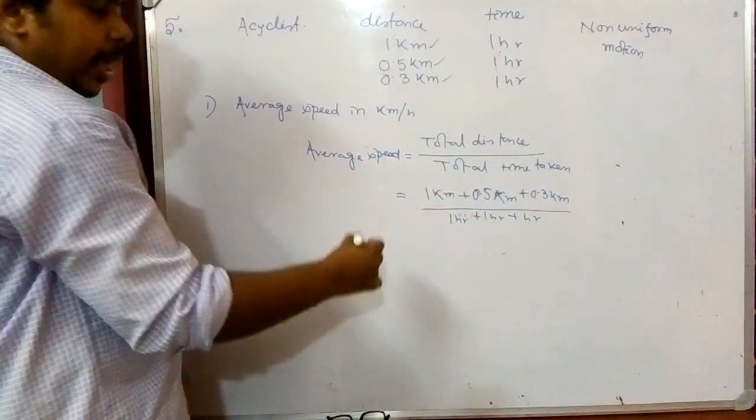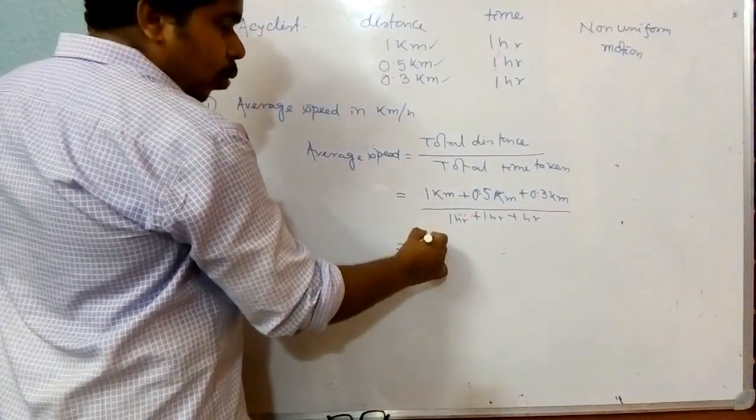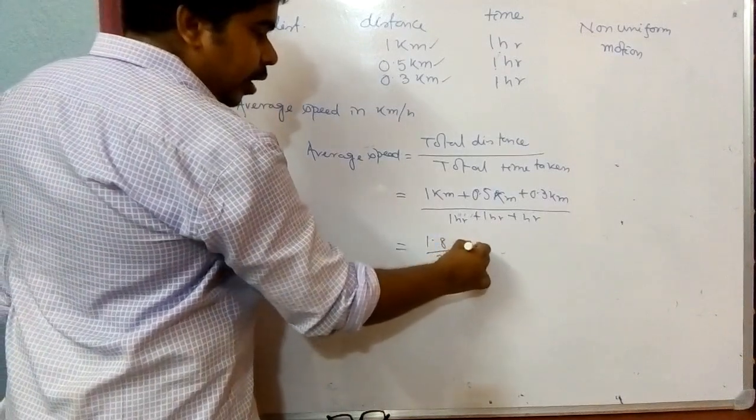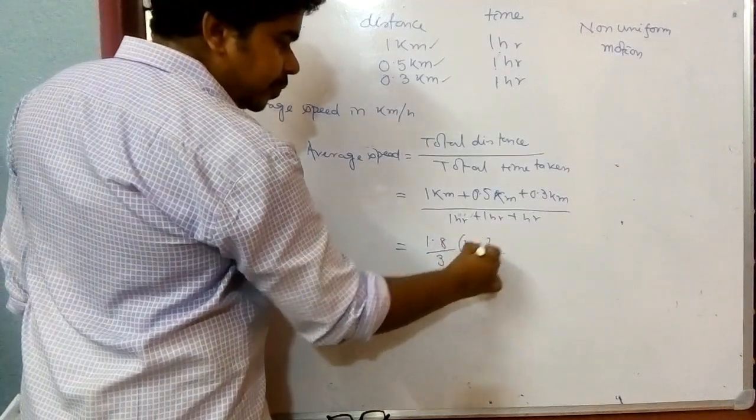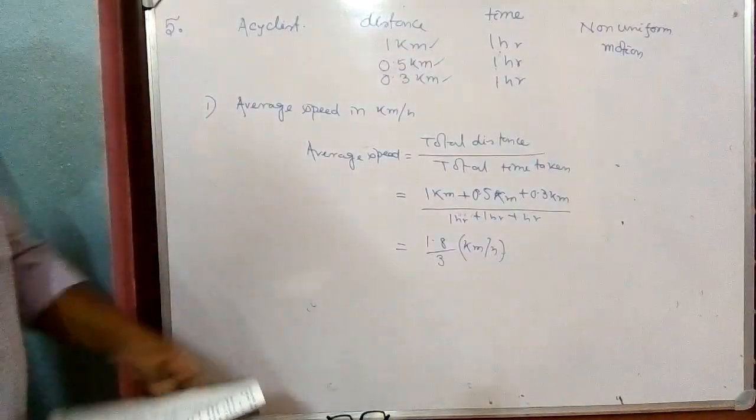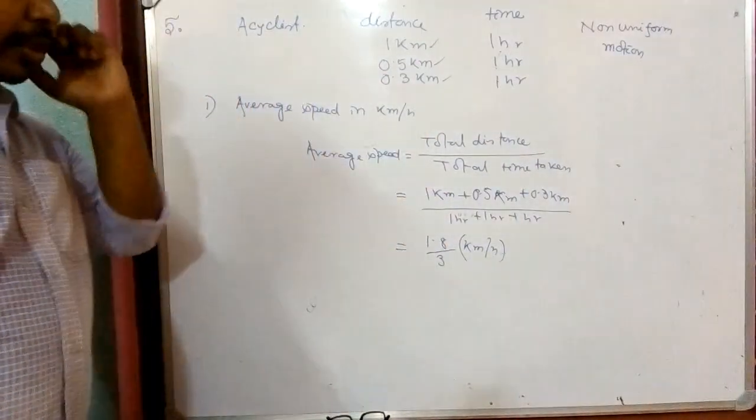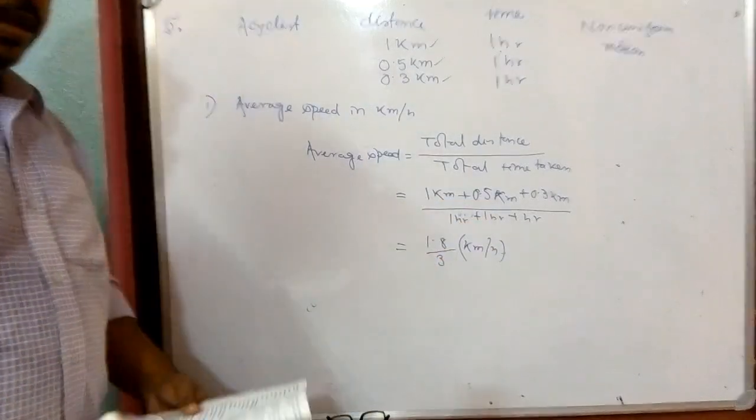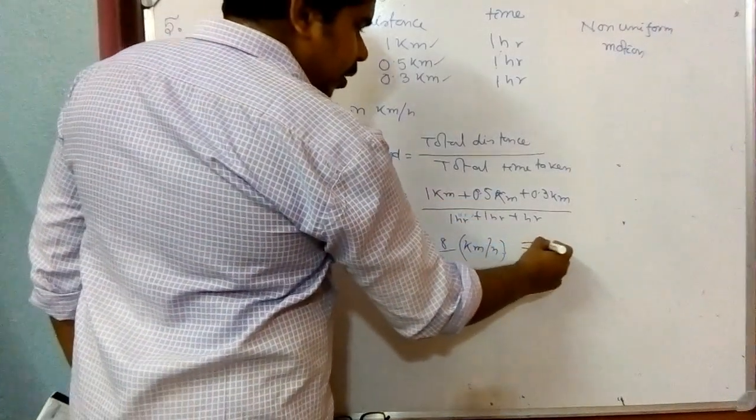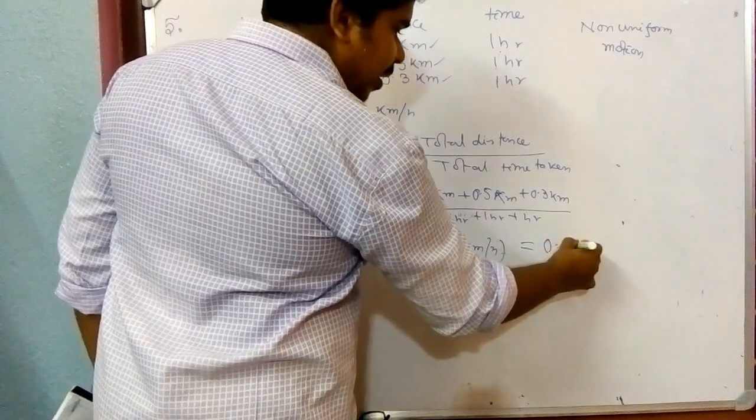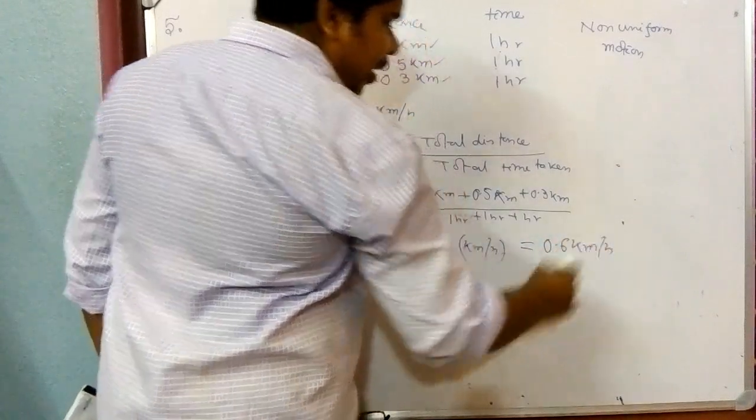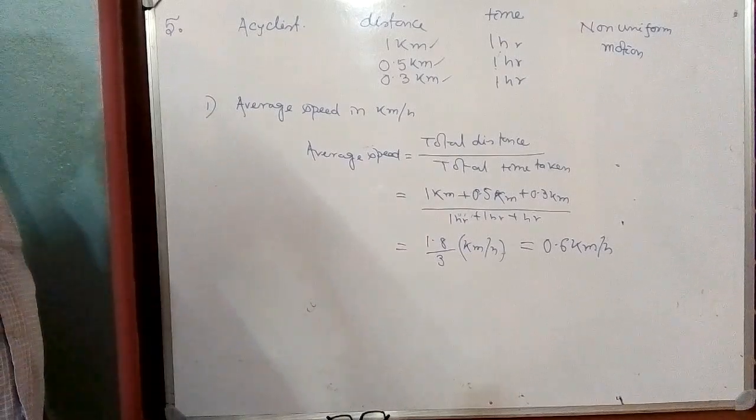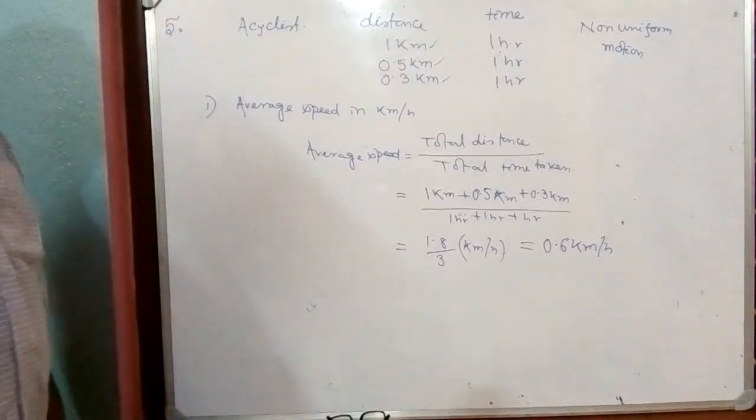Okay, so if we add together, it will be 1.8 by 3 kilometer per hour. Because 1 plus 0.5 plus 0.3 is 1.8, by 1 plus 1 plus 1, which is 3. So here it will come 0.6 kilometer per hour. That is the speed of the cyclist in kilometer per hour.